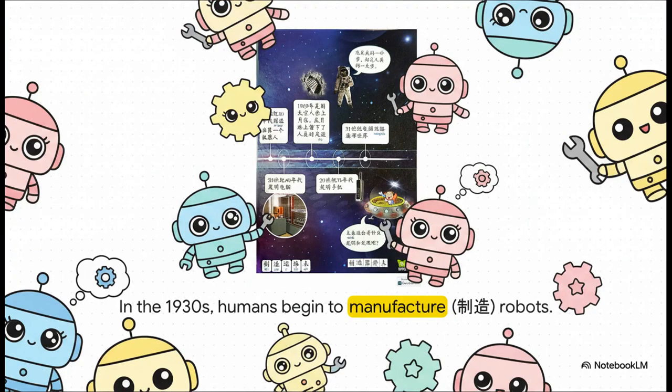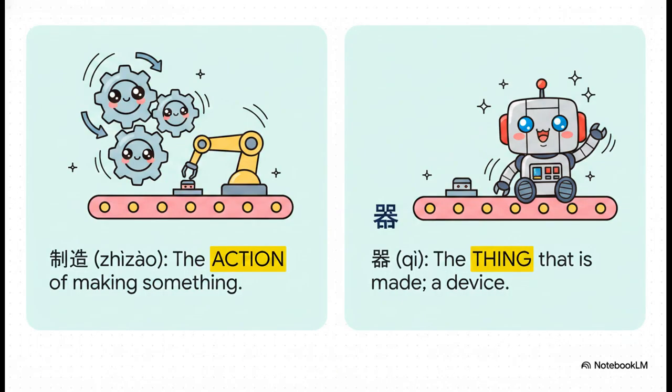And check this out. A perfect example, one of the very first robots, all the way back in the 1930s. This really marks the time when we began to manufacture complex devices. And the word for to manufacture is Zhizao. Let's break this down, because it's super useful. First, you have the action, 制造. That's the verb, the act of making something.